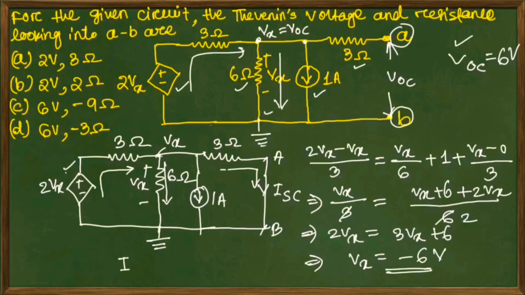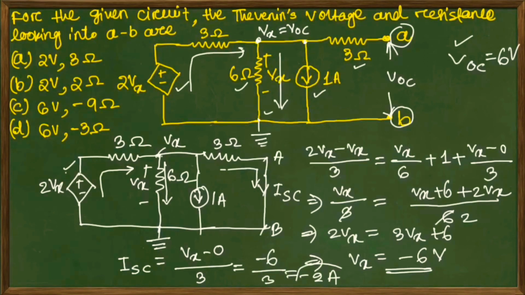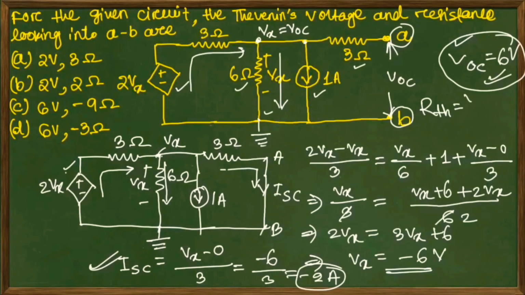Now the short circuit current ISC equals Vx minus 0 divided by 3. So this is how much? This is minus 6 by 3 equals minus 2 ampere. So your short circuit current will be equal to minus 2 ampere and the open circuit voltage equals 6 volt. So the Thevenin's resistance will be V open circuit by ISC, I short circuit. So this is 6 divided by minus 2. So this is minus 3 ohm.